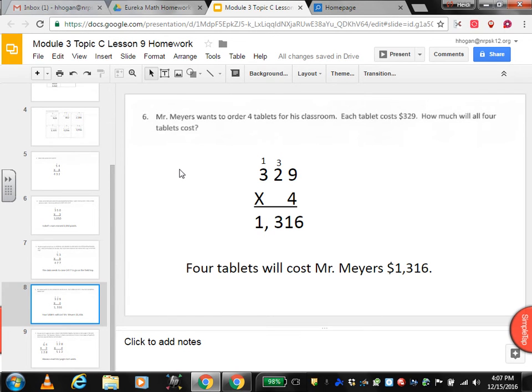Mr. Myers wants to order 4 tablets for his classroom. Each tablet costs $329. How much will the 4 tablets cost?